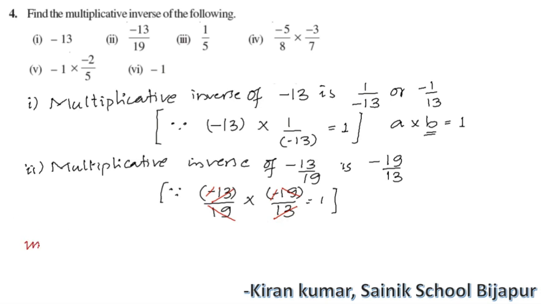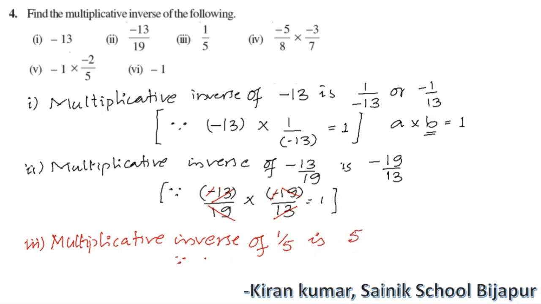For the third one, the multiplicative inverse of 1 by 5 is 5 by 1 or only 5, because when 1 by 5 is being multiplied with 5, we get the product equal to 1.